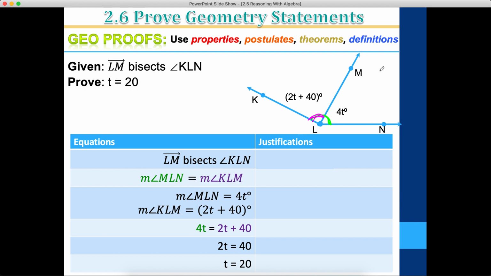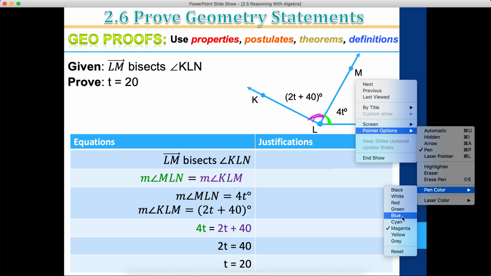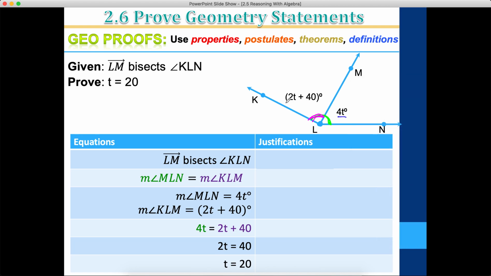We also know, based on the diagram, that MLN is 4t, and KLM is 2t plus 40. Therefore, we know that this 4t is going to be equal to this 2t plus 40. Then we go from the fourth line to the fifth via algebra, and then again to the last line via algebra. So think about the steps we would fill in for the justifications.